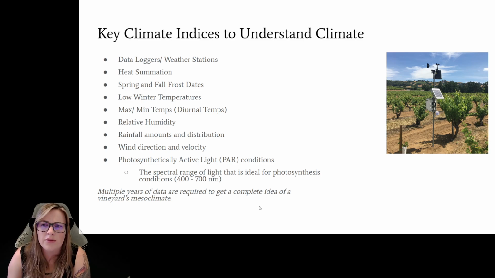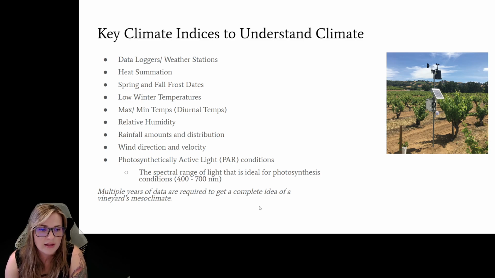Cool. It's also really important to know that you actually need multiple years of data to really get a complete idea of a vineyard's mesoclimate. So, seasons change. Some winters are colder than others. Some springs are not what they are in other years. So multiple years of data is the most ideal situation to really understand what you're working with, right?